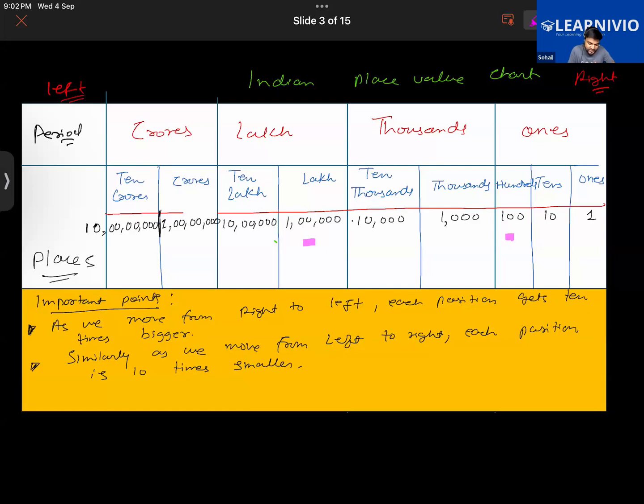Like what you guys know, when we take one step, 40 times? Again, how can it be 40 times? Listen to the question carefully. Not 40. Keep this thing in mind. What we have learned: as we move from left to right, each position gets 10 times bigger.